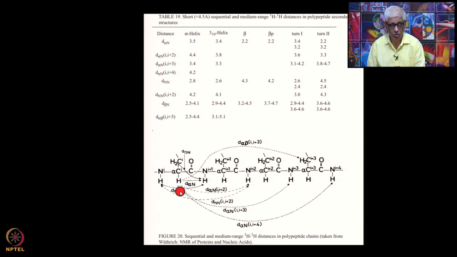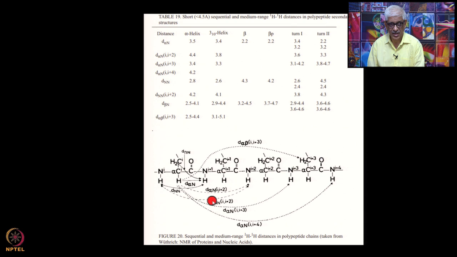Then from this alpha proton there are 3 other ones. One is alpha N i plus 3: the NH of i plus 3 shows to the alpha of i. Similarly alpha N i plus 4: the NH of the fourth residue shows to the alpha of the ith residue. That is indicated by these symbols. Alpha N i plus 4 means N of i plus 4 to the alpha of i. Alpha N i plus 3 means the amide proton of i plus 3 to the alpha proton of i.